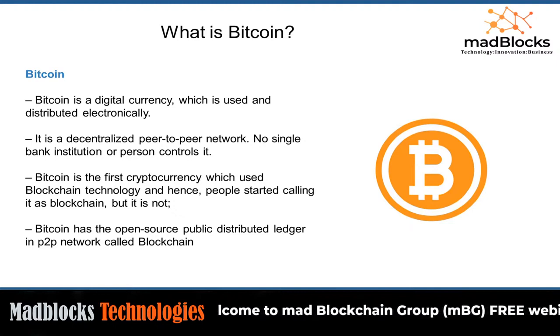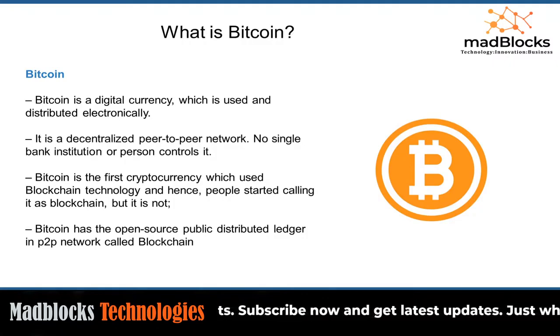So Bitcoin is nothing but a digital cryptocurrency, which is distributed electronically. There is no Bitcoin printed. Okay, so as we have the 100 rupees and 500 rupees notes, right? They are printed, so they are not digital currency. But Bitcoin is completely a digital currency, and it is distributed electronically, so there is no paper printed for it, and it is distributed on a peer-to-peer network.